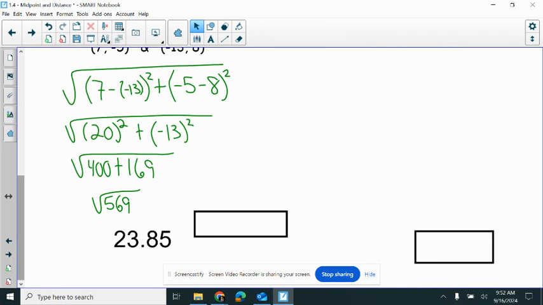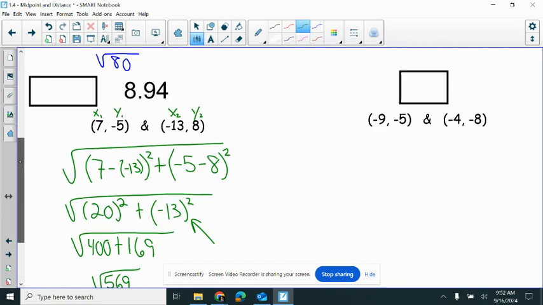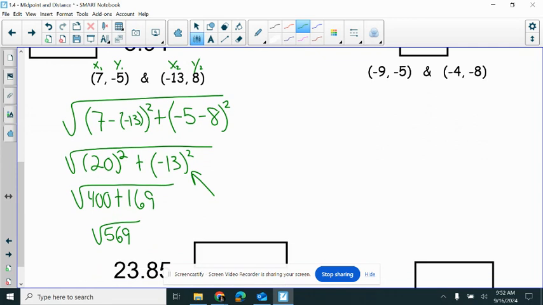And again, at this point, make sure you keep the negative in the parentheses before you square it. It's one mistake I see people make. Let's just do one more. This one, there's a lot of negatives going on.